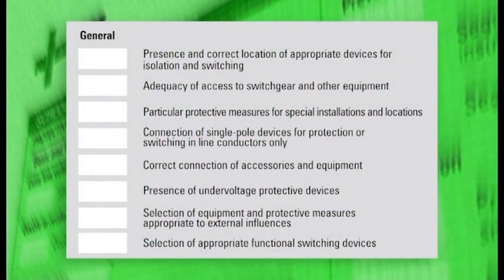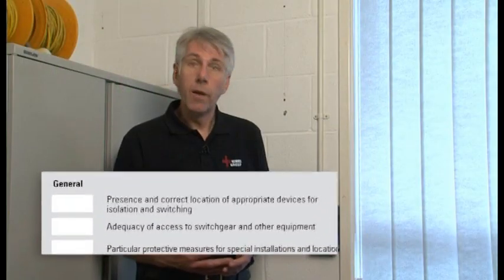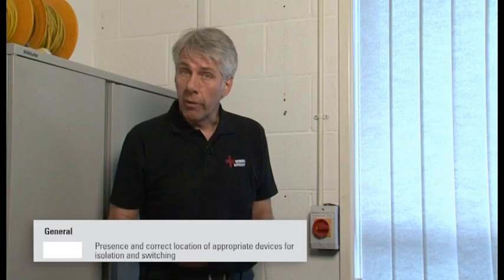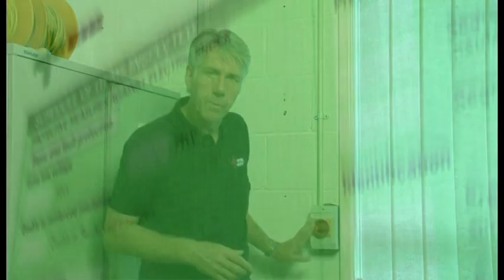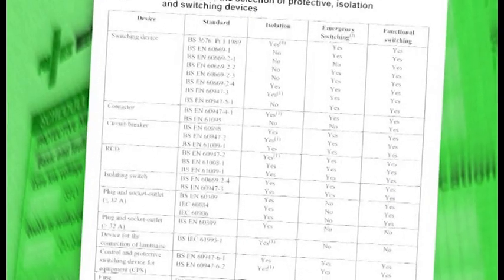We now enter the final section on the schedule, which picks up on the general items. The first of these is presence and correct location of appropriate devices for isolation and switching. Now again, this goes over some of the detail the inspector will already have checked, for example under labelling. But of incredible importance here is actually checking that any device installed for isolation, switching off for mechanical maintenance, emergency switching and functional switching is actually suitable for this purpose. Table 53.2 of the 17th edition provides handy information for checking the suitability of different devices.